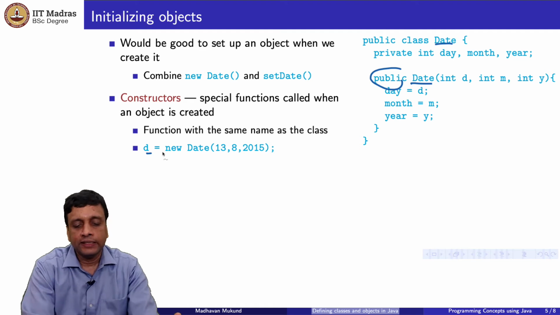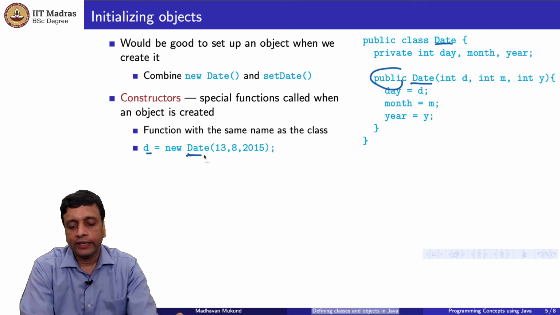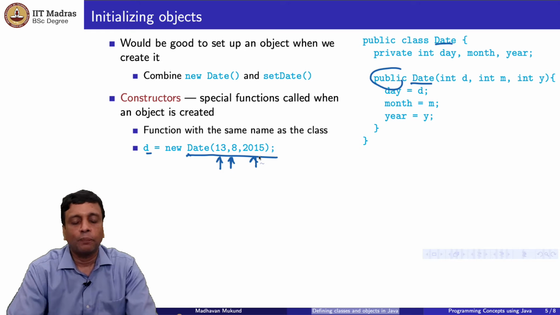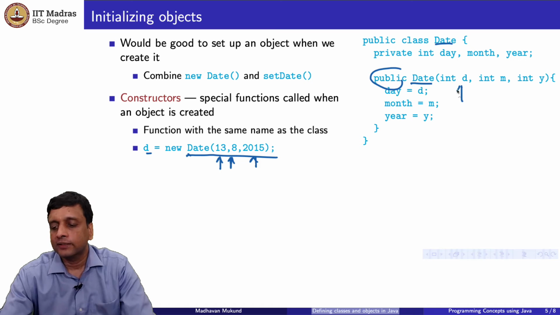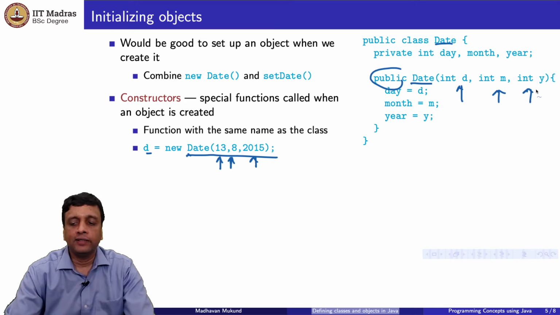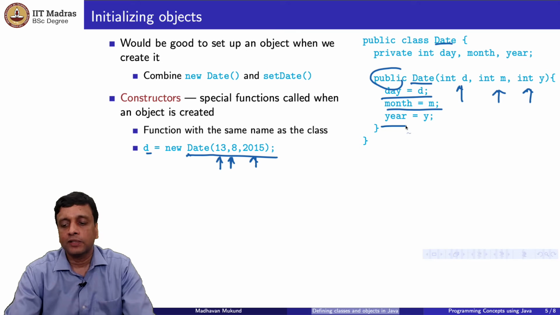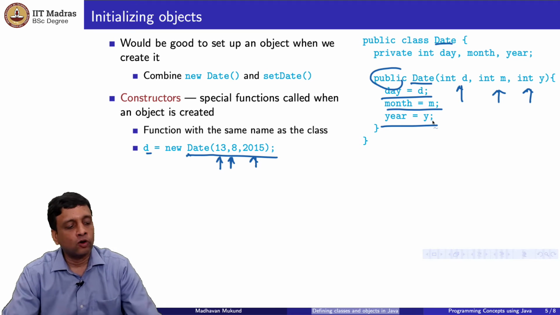So what you say is d equal to new Date, and then you pass, as we know from Python and the init function, the arguments that the constructor expects. The constructor here is written with three arguments, and just like the setDate that we had earlier, it sets the instance variables to the parameters that it receives from outside. So this is a constructor. It is a special function called when an object is created, and cannot be called otherwise.